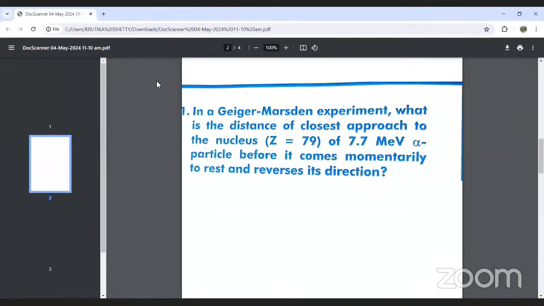The next question, students. In the Geiger-Marsden experiment, what is the distance of closest approach to the nucleus of a 7.7 mega electron volt alpha particle before it comes momentarily to rest, meaning the final velocity is 0, and reverses its direction? Yes, they are asking you again the distance of closest approach. Yesterday a similar question we have solved. So today the value of the energy they have given is 7.7 mega electron volt. So you can follow yesterday's steps and calculate this. So see how to do this one.